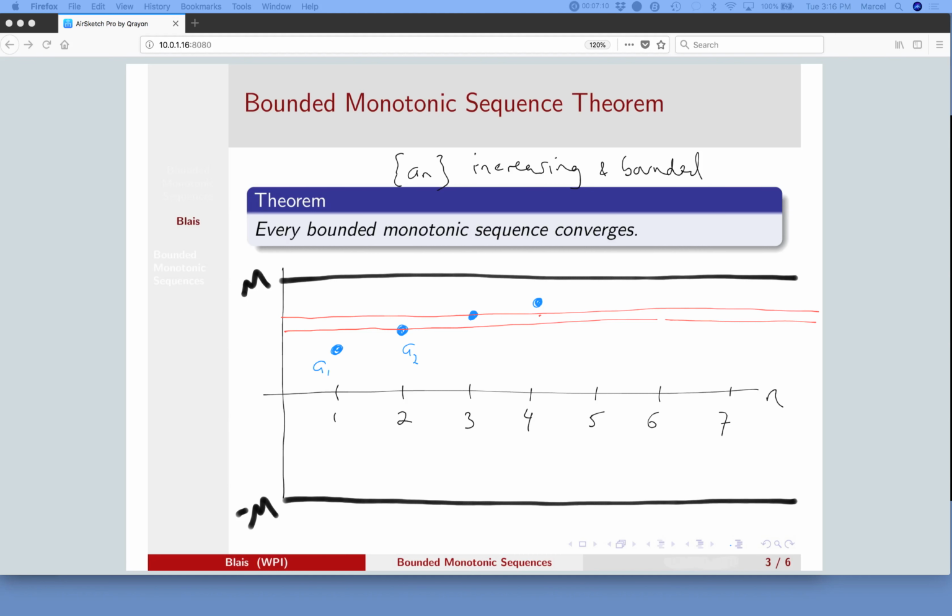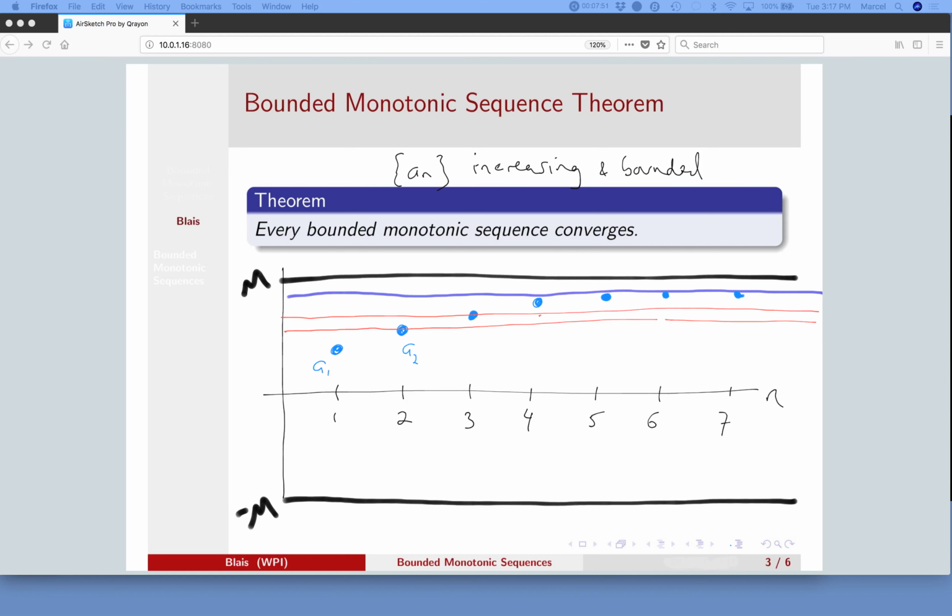But as you can see, the idea is you can't continue this argument forever. Sooner or later, we're going to run up against this wall. So either this M is the limit of the sequence, or there's going to have to be some line in here that these points approach in an asymptotic way. And that's the intuition, the idea that any bounded monotonic sequence has to converge, has to have some kind of a limit.